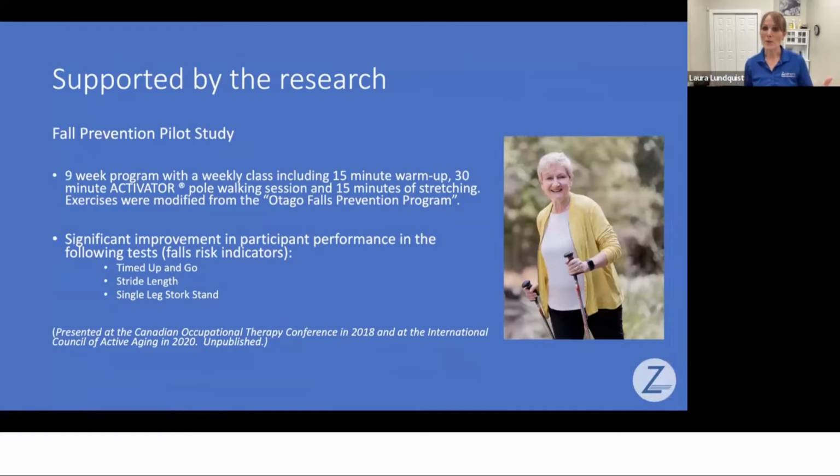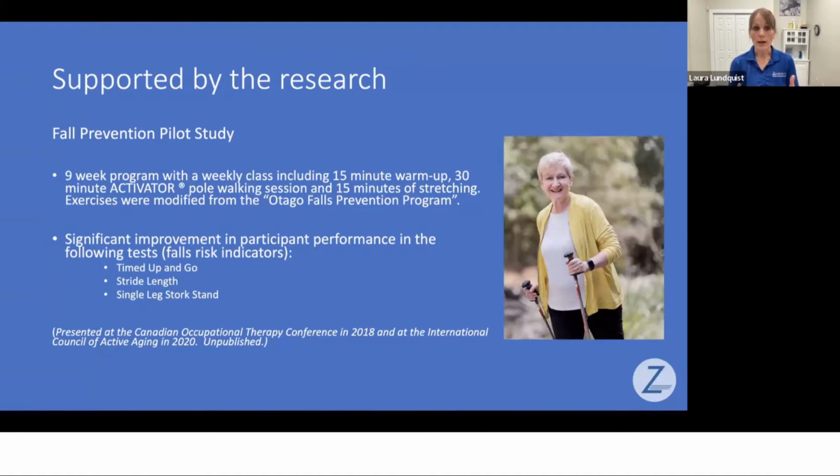And now you don't have to just take my word for it. There's research out there that supports this too and supports the use of these poles. There's this fall prevention pilot study where they took a number of participants through a 9-week program with a weekly class that included a 15-minute warm-up, 30 minutes of activator pole walking, and 15 minutes of stretching. And the exercises that they did in the 30-minute activator session were modified from the Otago Falls Prevention Program. For anybody that's familiar with those, they're basically a series of body weight exercises that challenge your balance and strength in ways that we know are helpful for improving our falls prevention.